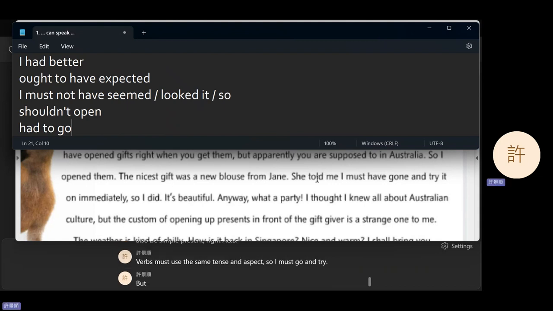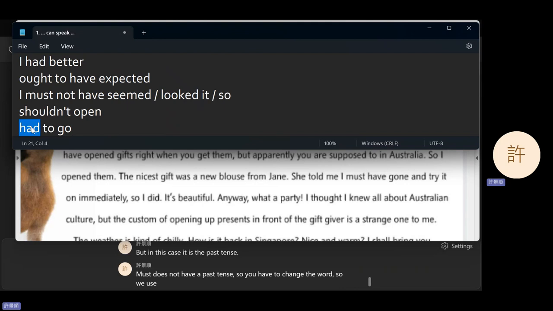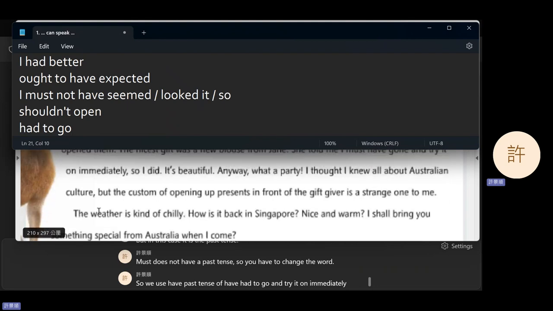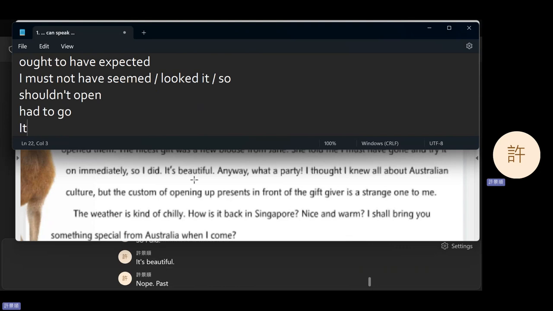But in this case, it is the past tense. Must does not have a past tense. So you have to change the word. So we use have, past tense of have, had to go and try it on immediately. So I did. It's beautiful. Nope, past tense. It was beautiful.